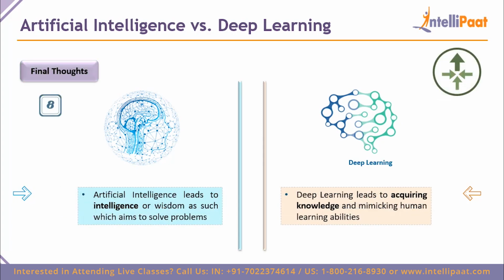Here are my final thoughts. Artificial intelligence, at the end of the day, leads to intelligence and gaining wisdom, and this wisdom will help solve problems. But deep learning leads to acquiring certain knowledge and mimicking all the learning abilities that we have as humans, guys.